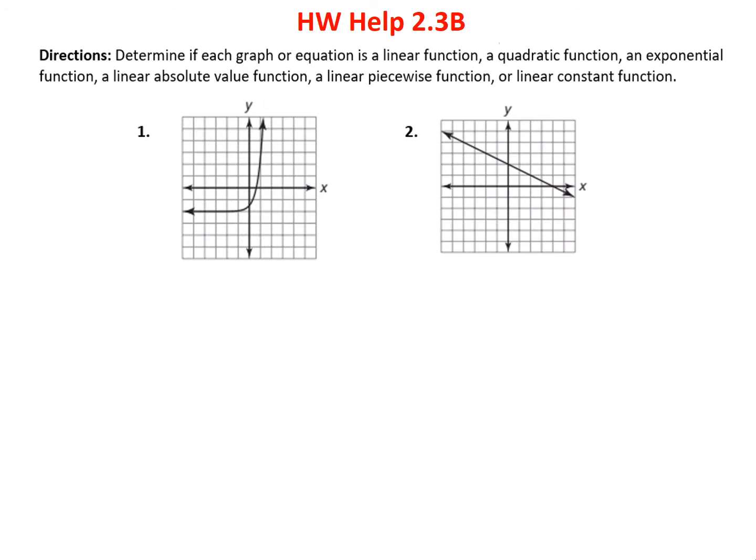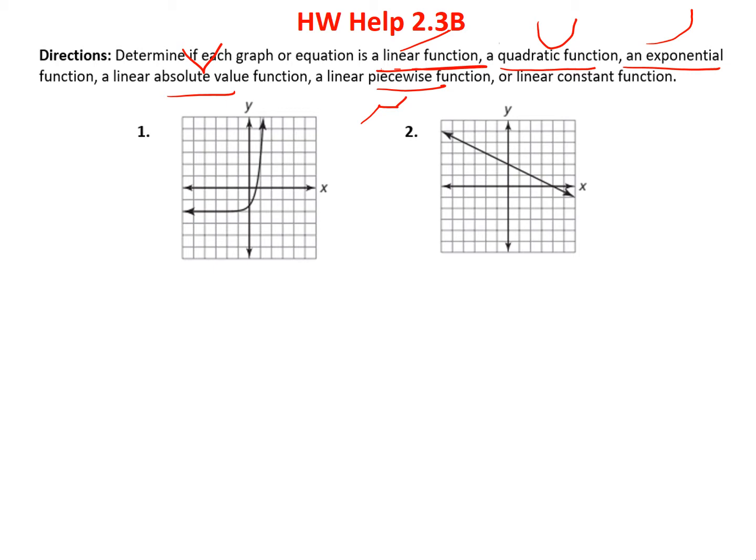In the first 6 problems, we're given a graph, and we're simply asked to identify: is it a linear function, which means a straight line? Is it a quadratic function that looks like a U? Is it an exponential that keeps rising or keeps declining? Or is it an absolute value function, which has that shape, or a piecewise, which can be put together?